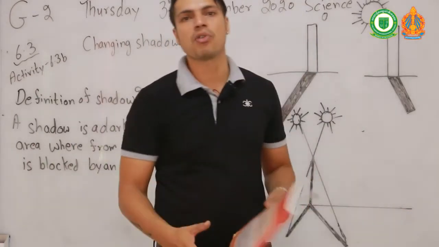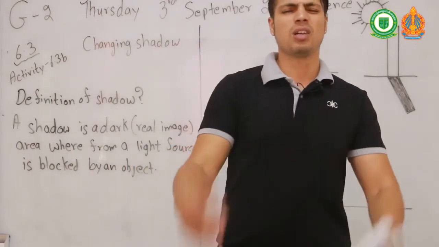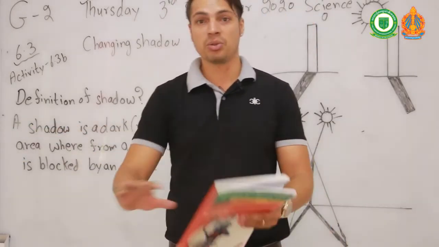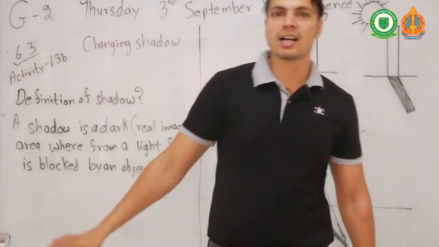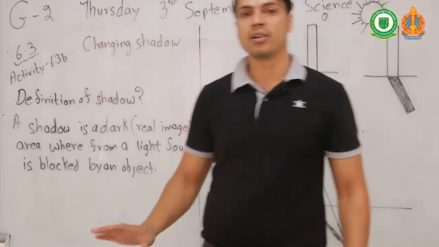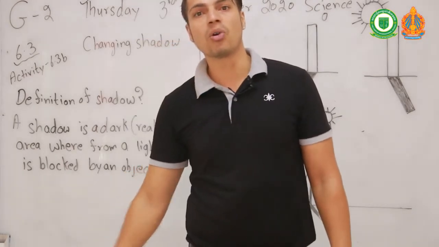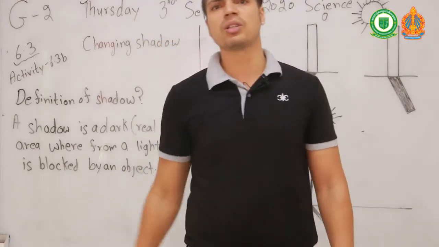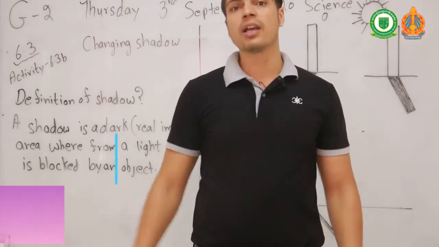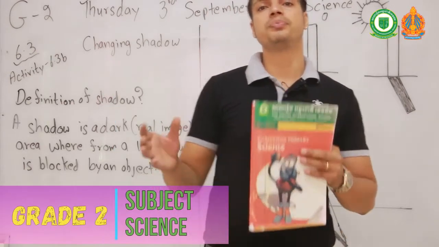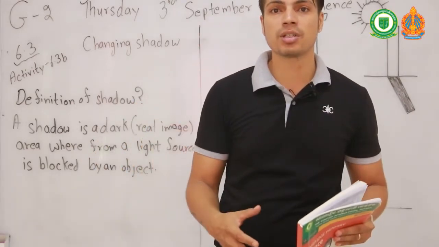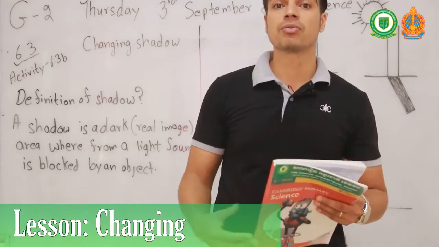How are shadows formed? Imagine you go outside in the sun, you are walking around and you see a dark area on the floor, or on the road if you stop somewhere. When the light from any light source is blocked, a shadow is formed.